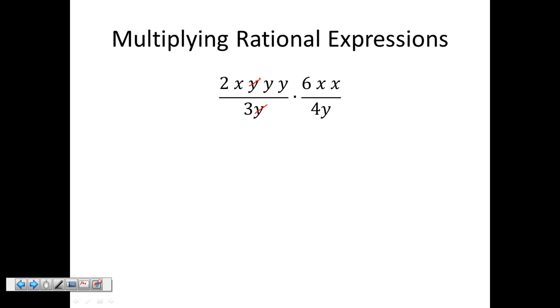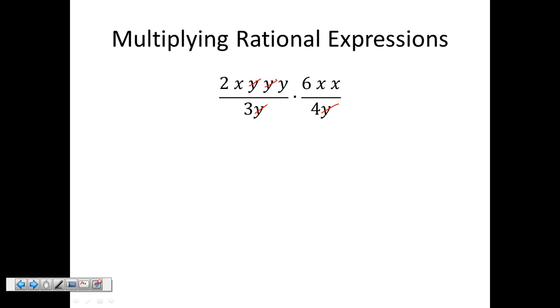But if I can cancel stuff between the tops and the bottoms of the different parts that I'm multiplying together, I should go ahead and do that as well. So I'm going to get rid of another y because of that y down there with the 4. Now I got rid of all the y's that I can. I'm left with one single lonely y in the top. I actually don't have any x's that I can get rid of because there's no x's across the bottom, but I can deal with these numbers.